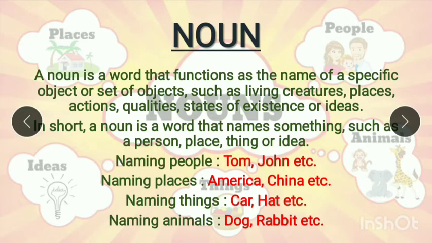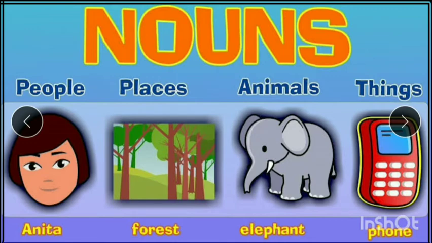Person, like Tom, John, Annie. America, China, city are examples for places. What about ideas? Honesty, love, like that. So we can say that naming words are called nouns and it can be the name of a person, place, thing, idea, animal, etc. Here look at the examples. People: Anita. Places: forest. Animal: elephant. Things: phone, like that.